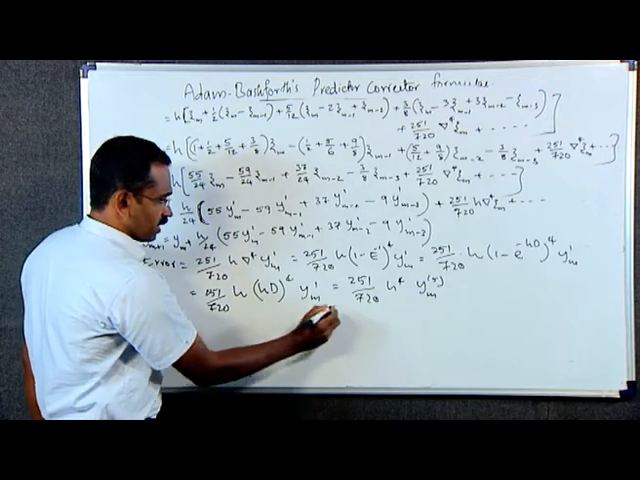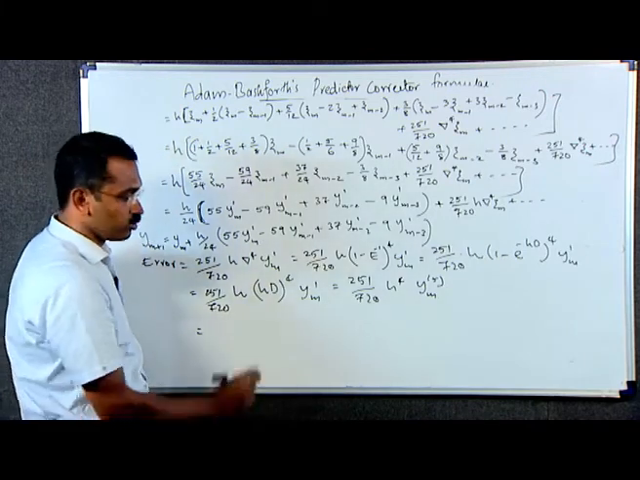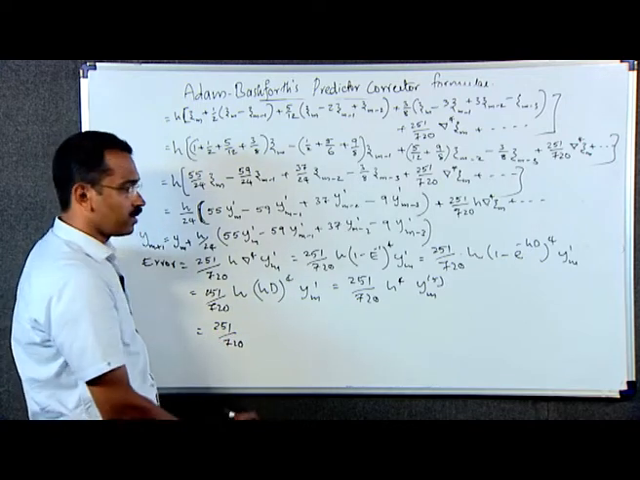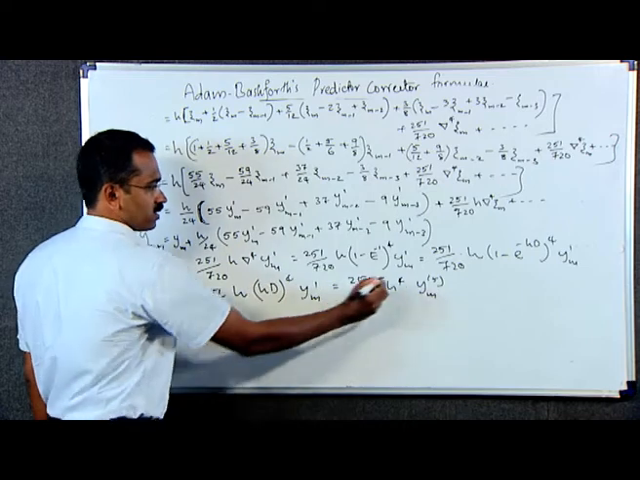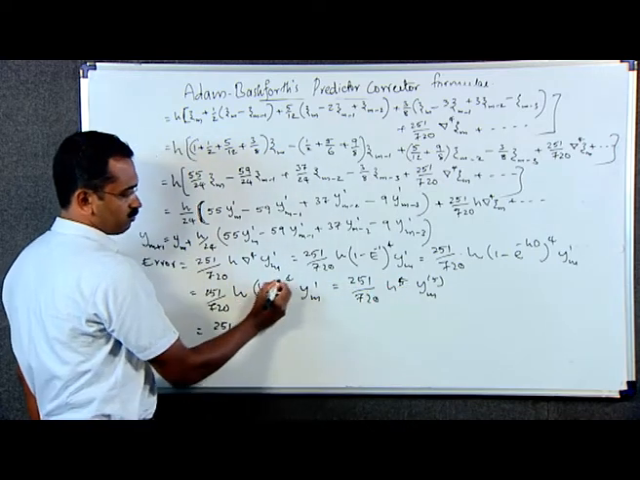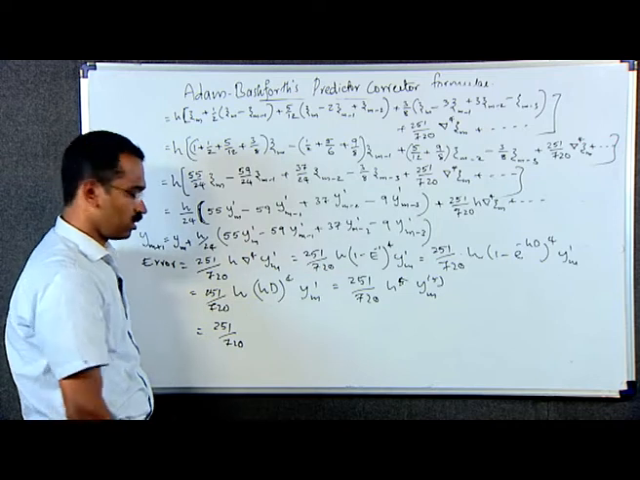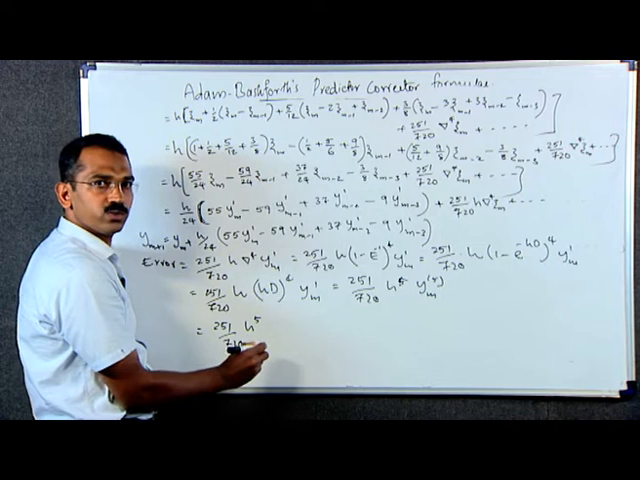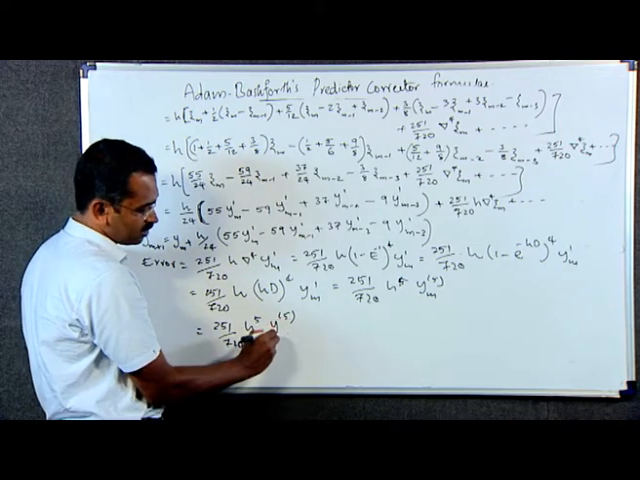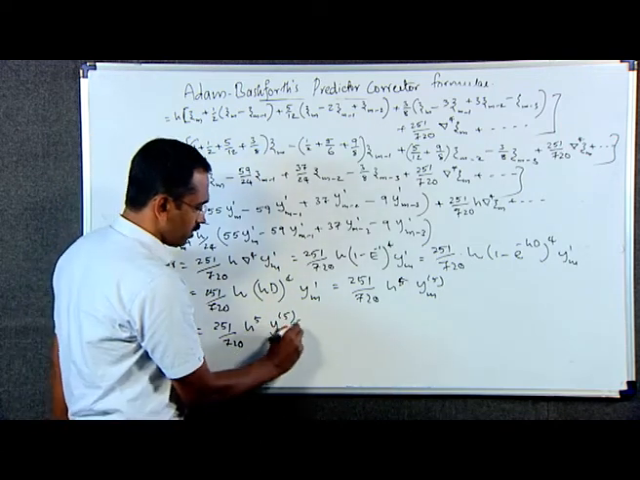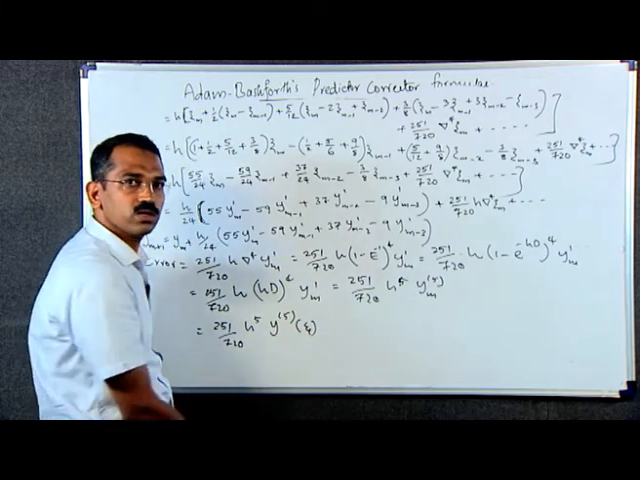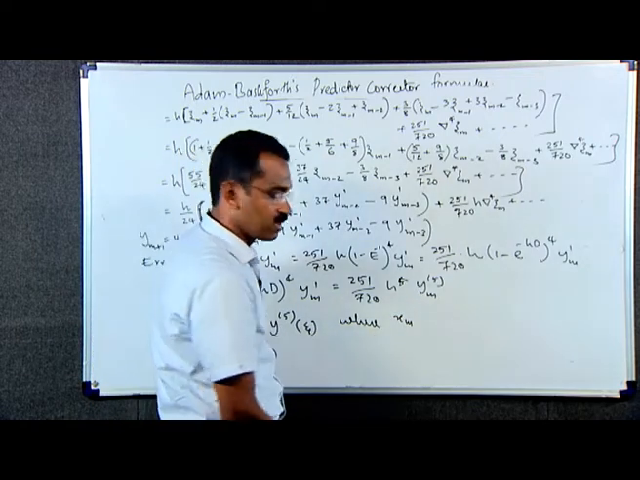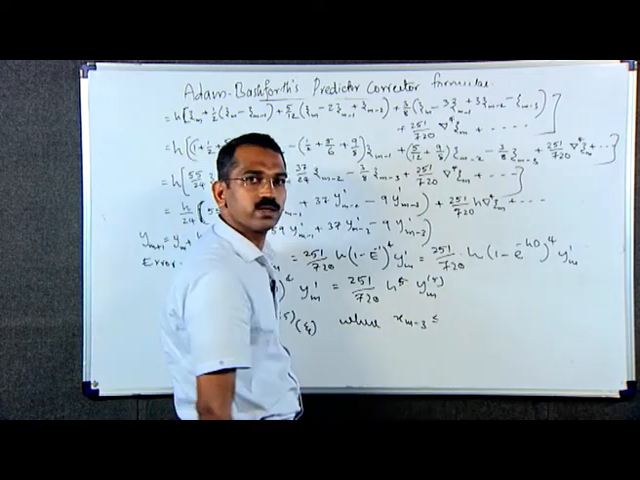which is equal to, we can write this as 251 divided by 720 into h raised to 5, here not h raised to 4, it is h raised to 5, because h raised to 4 into h means h raised to 5. Therefore, 251 divided by 720 into h raised to 5 into y5, y5 means the fourth derivative of y at epsilon, where epsilon lying between xm minus 3 and xm plus 1.